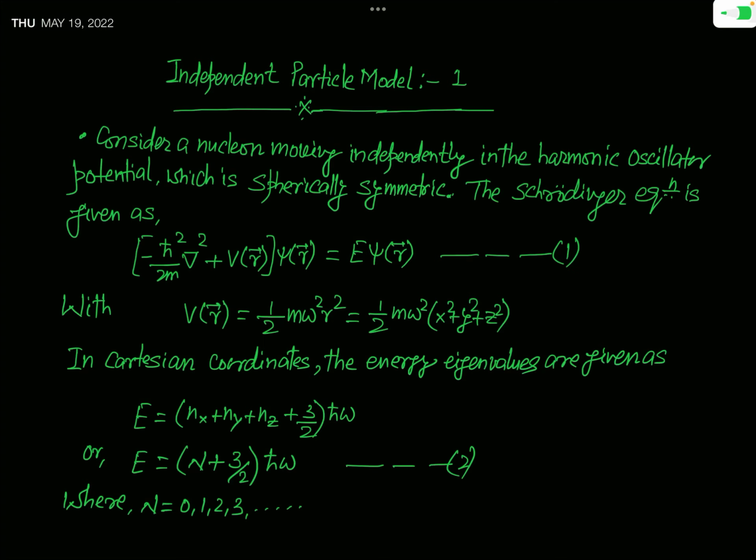For dealing with this independent particle model, there are two suitable potentials: the harmonic oscillator potential and the square wave potential. Today I am going to start dealing with the independent particle model in this lecture by considering that the motion of our nucleon takes place in a harmonic oscillator potential. This problem can be equivalently dealt with using the square wave potential too, but I will assume the harmonic oscillator potential here.